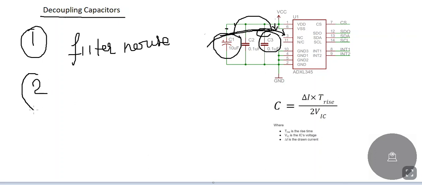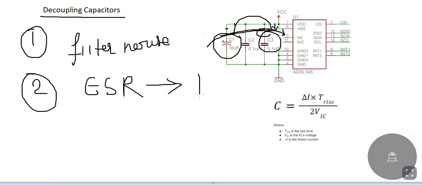The second reason is ESR, effective series resistance. As you know, each capacitor has its associated effective series resistance. So connecting different capacitors in parallel will reduce your effective series resistance. So this is one advantage of connecting capacitors in parallel.